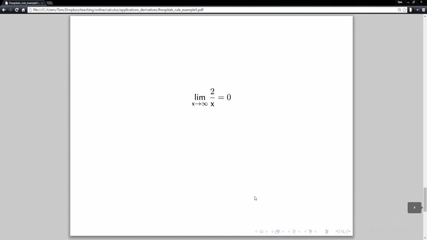So simplifying that out, I get the limit as x goes to infinity of 2 over x. That is going to wind up to be 0 here. And so therefore the original limit, the limit as x goes to infinity of the natural log of x squared over x, also is 0 by L'Hopital's rule.